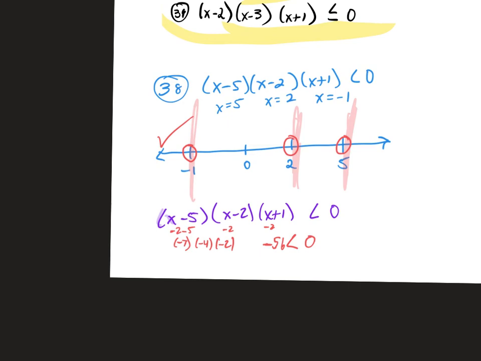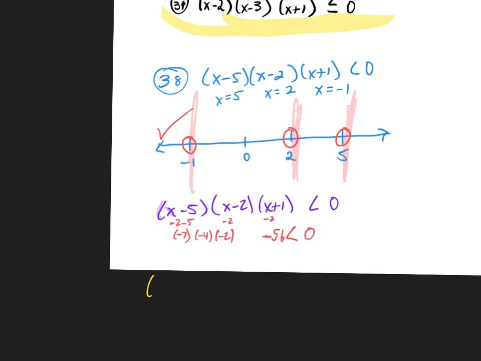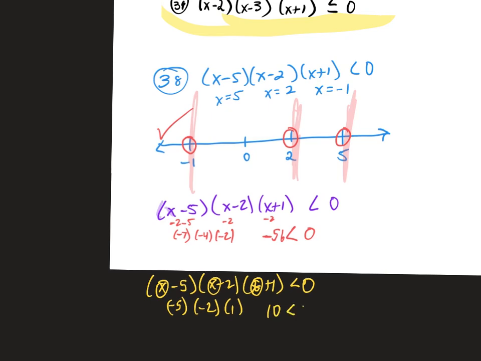So now you have to try something in between -1 and 2. Well, 0 happens to fall in between -1 and 2, so let's do that. That's easy. If I plug in 0 here, I get -5. If I plug in 0 here, I get -2. And if I plug in 0 here, I get +1. -5 times -2 is 10, times 1 is 10. Is 10 less than 0? No. So nothing in here works.